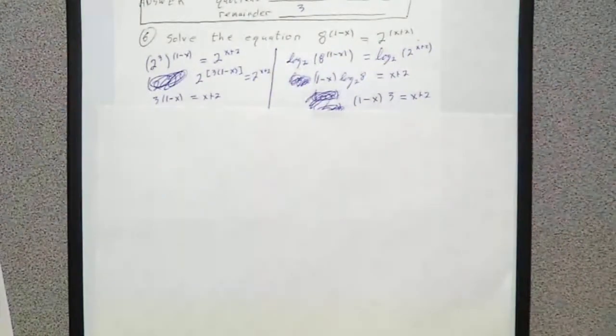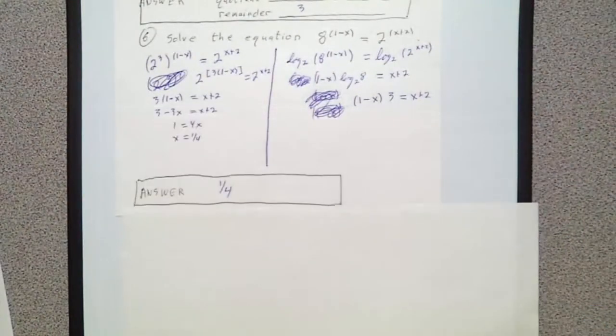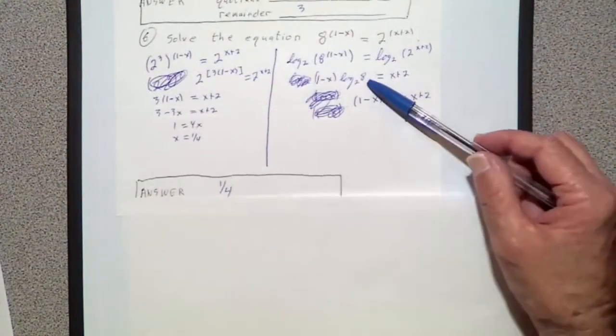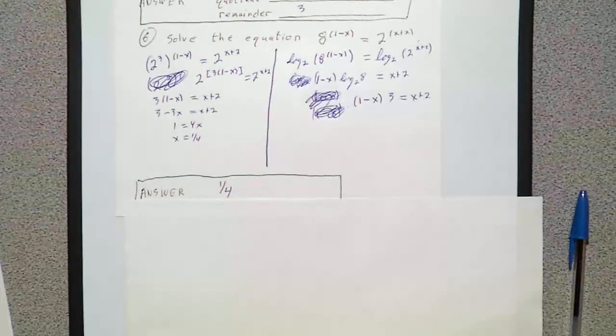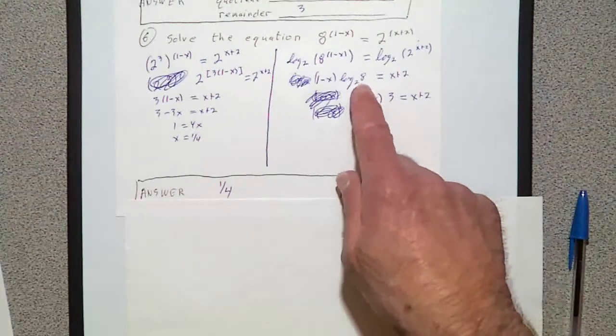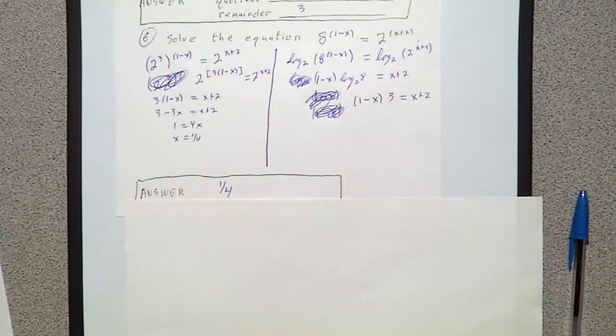3 times 1 minus x is x plus 2. Answer is a quarter. You did not have to know that log 2 8 is 3 to get this right. You did not have to simplify. So if you just left this as log 2 8, you would have got full credit, assuming everything else is right. Now the whole problem is 10 points.